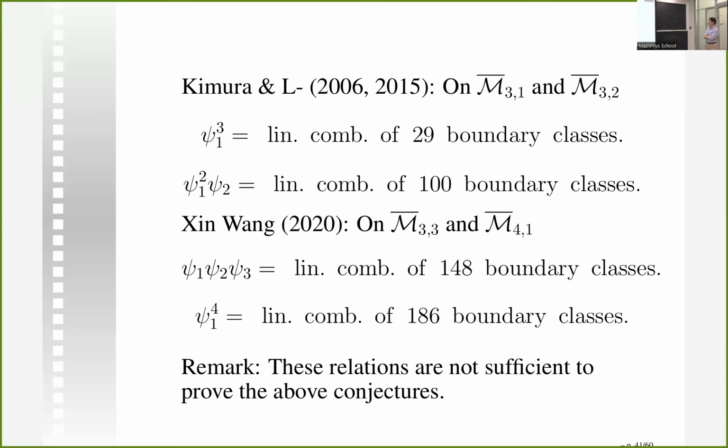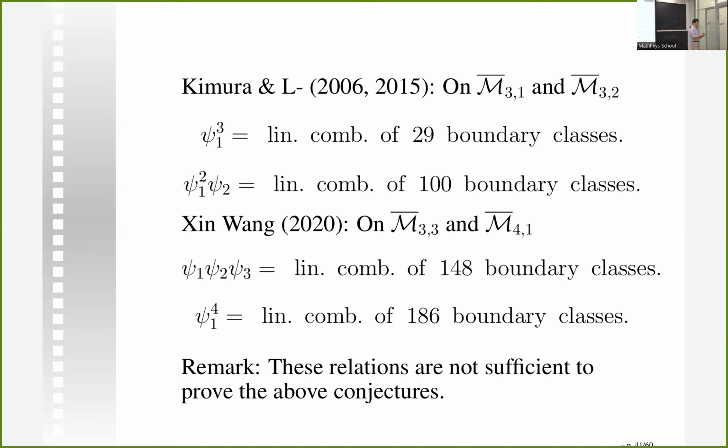Takashi Kimura and I wrote two papers dealing with these topological relations on M31 bar and M32 bar. We got two relations: epsilon 1 to the third power on M31 bar can be represented as a linear combination of 29 boundary classes. On M32 bar, psi 1 squared psi 2 is equal to a linear combination of 100 boundary classes. These results came before Pixton's result.